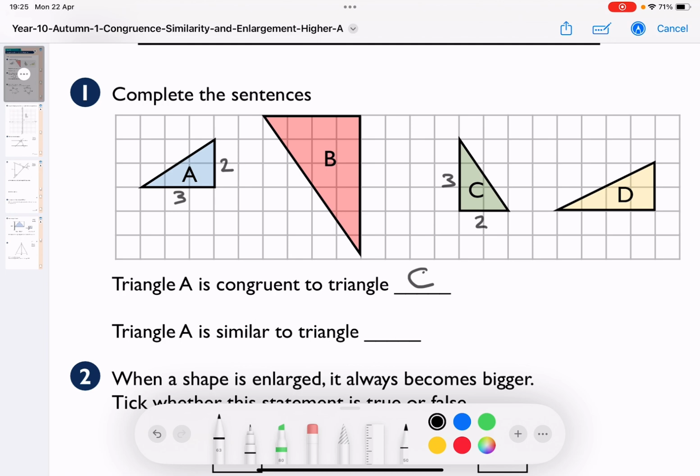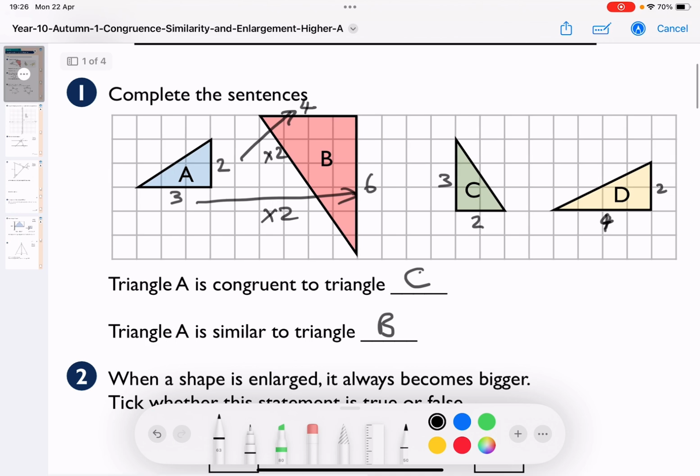Similar triangles: if I look at the dimensions of B, that is 4 by 6. And if I can find a scale factor that links A to that, then that will be similar. So if I look at the shorter sides, 2 to 4 is times by 2. 3 to 6 is also times by 2. So that is the similar triangle. So that is B. If I look at D, it's 2 by 4, and between 2 by 3 and 2 by 4, there is no scale factor.